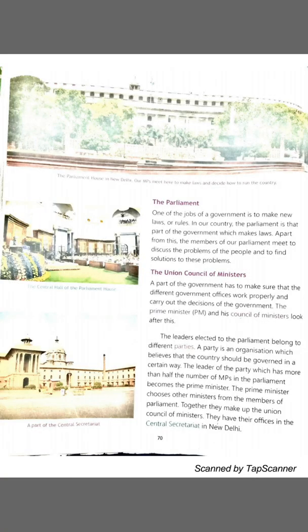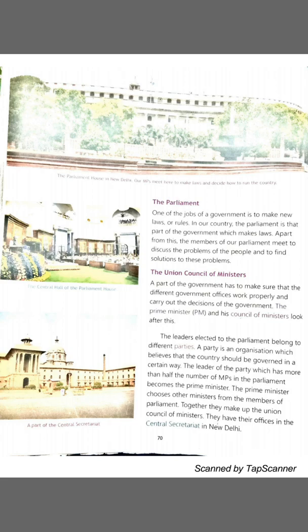Next topic is the parliament. You can see in the picture, the first picture is showing parliament, which is located in New Delhi. One of the jobs of a government is to make laws or rules. In our country, laws are made in parliament. Apart from this, the members of our parliament meet and discuss the problems of the people and find out the solutions to those problems.